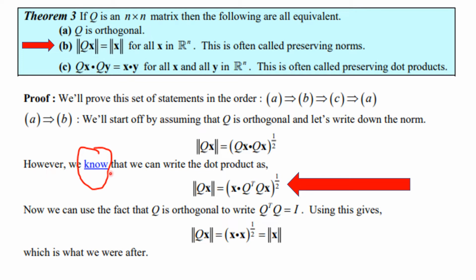It says we know that we can write a dot product as, and then it doesn't really give you much detail, but it says the norm of Qx is equal to x dot Q transpose Qx, all to the 1/2. That was the point where people said, where did the Q transpose come from and what's really going on? So my goal is to answer that question more completely than saying that's the way inner products work.